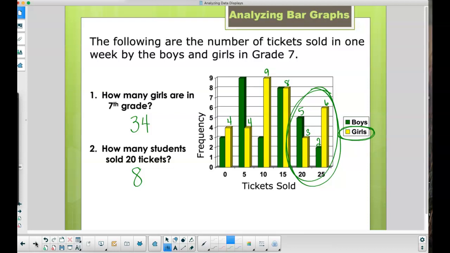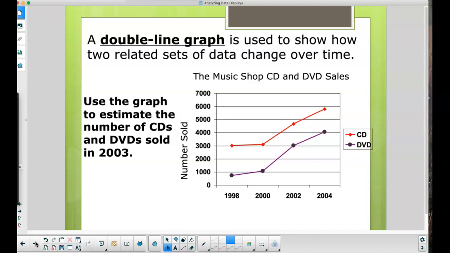All right, next one is a line graph. Okay, actually this one's a double line graph. It's used to show how 2 sets of data change over time. Remember, we talked about that yesterday. So use the graph to estimate the number of CDs and DVDs sold in 2003. Looking at this graph, I am guessing that the dot and the diamond represent the year 1998, the year 2000, the year 2002, and the year 2004. So where would the year 2003 be?